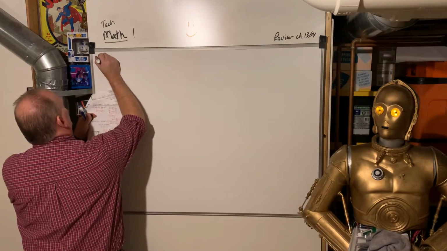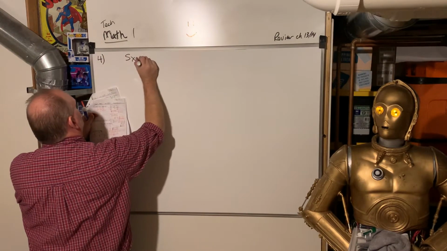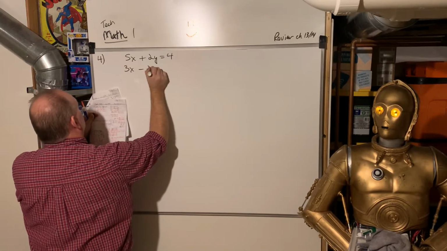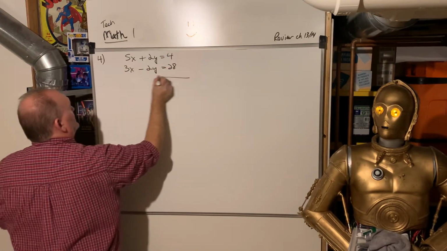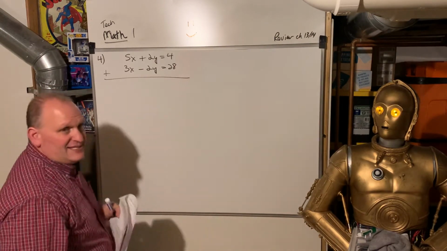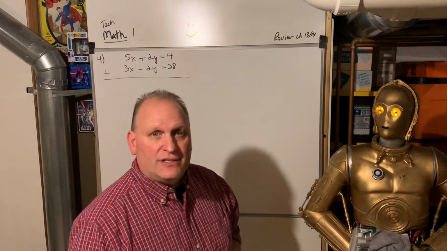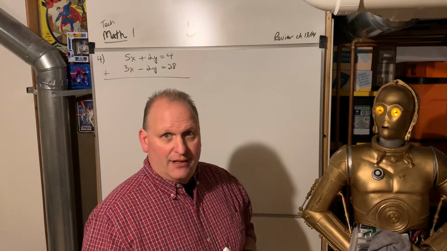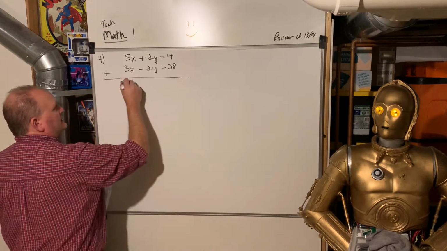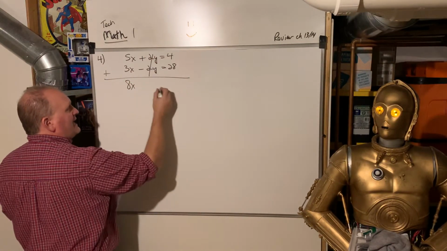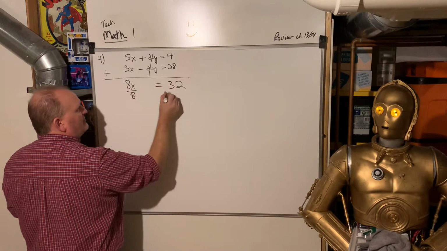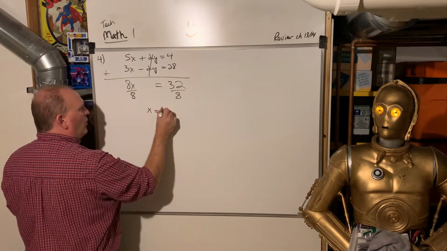So number 4 is 5x plus 2y equals 4, and 3x minus 2y equals 28. I add straight down, and I get the y's to cancel that way. So instead of doing the substitution method where I put them in and something went away, I'm going to add straight down and this is going to be 8x, but that gets zapped. So now we just have x's and numbers. Divide by 8, x is equal to 4.